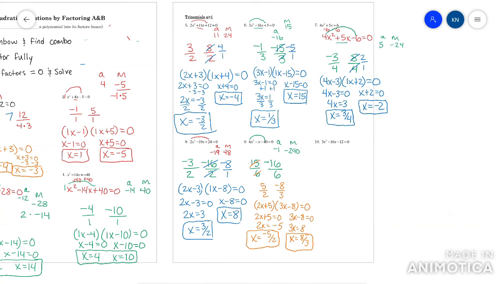Okay, and this last problem, same thing. It's equal to 0 already, so I can just rainbow multiply. I have to find a combo of numbers that multiplies to be negative 36 and adds up to be negative 16. The two numbers that are going to do this are 2 and negative 18. Put them over your first a value, which was 3. You have to reduce.